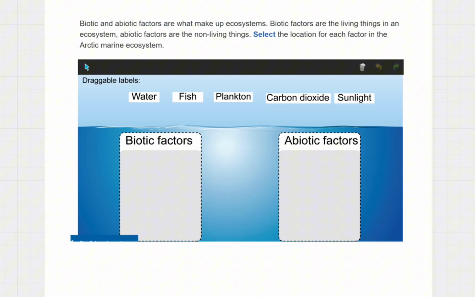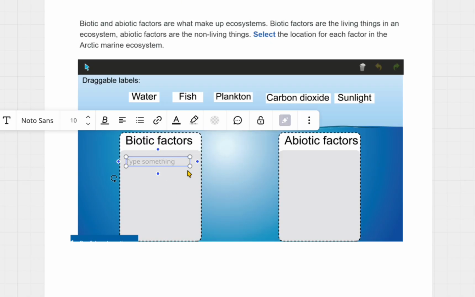This is another easy question as well. It goes for 1 mark. So let's just identify these factors. First, biotic factors are basically the living things in an ecosystem. In a nutshell, everything in an ecosystem that's living, that's a biotic factor. So over here we have water, fish, plankton, carbon dioxide and sunlight.